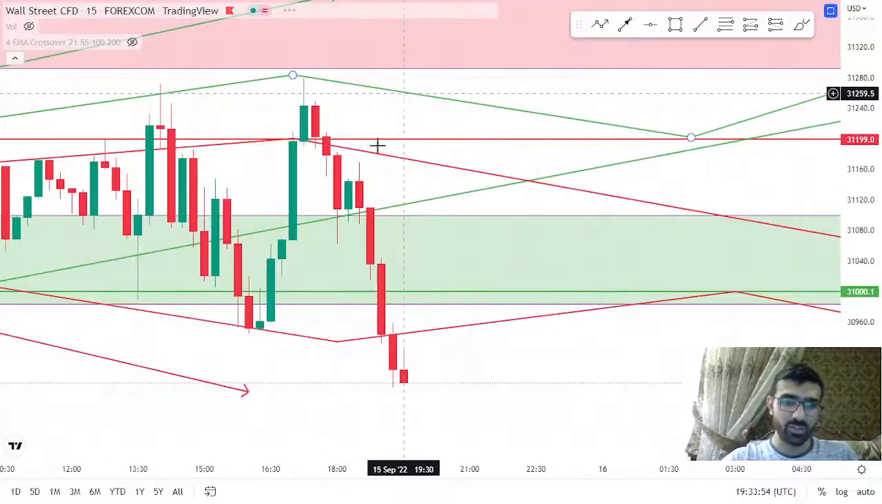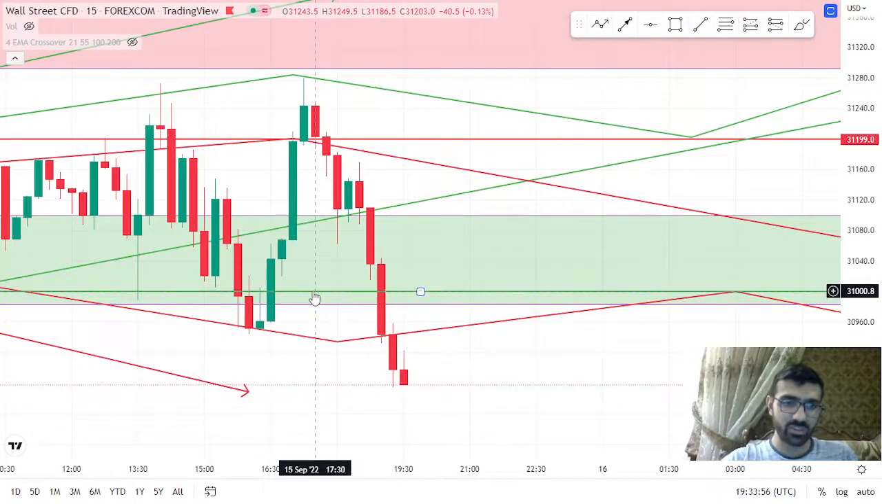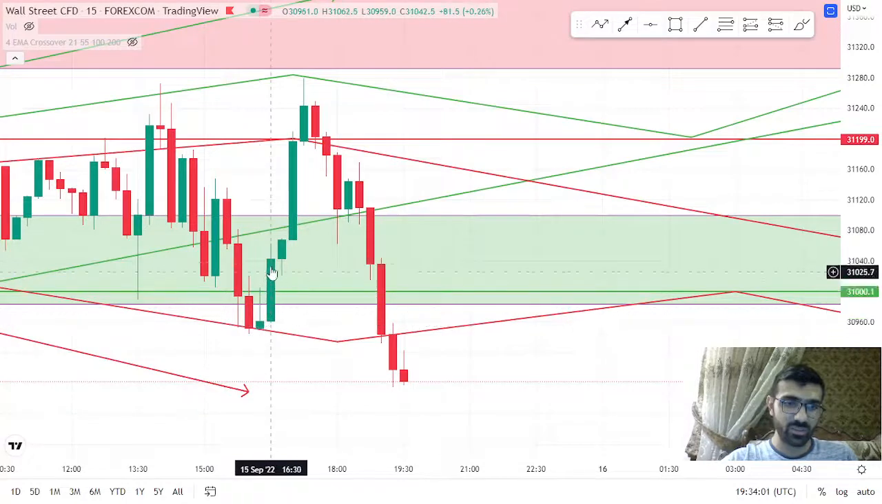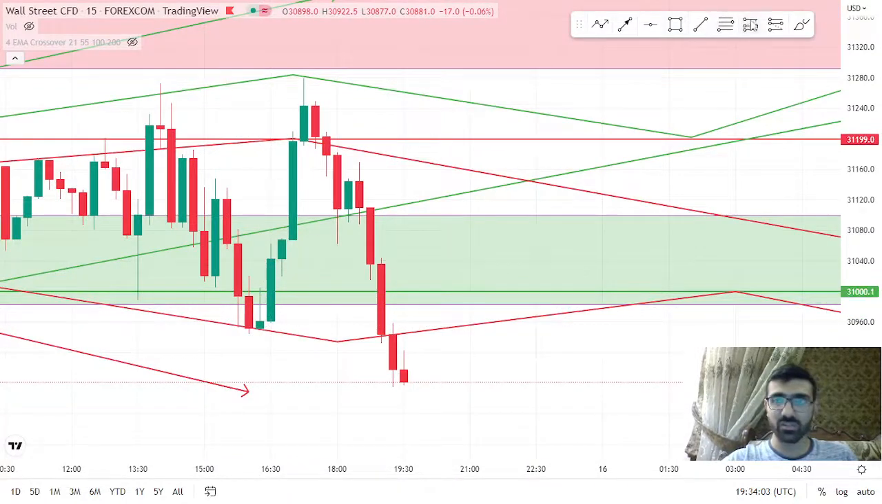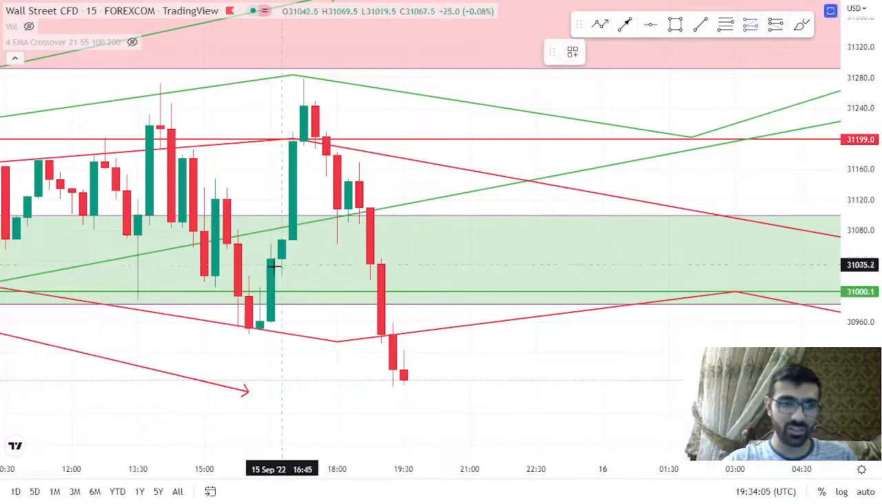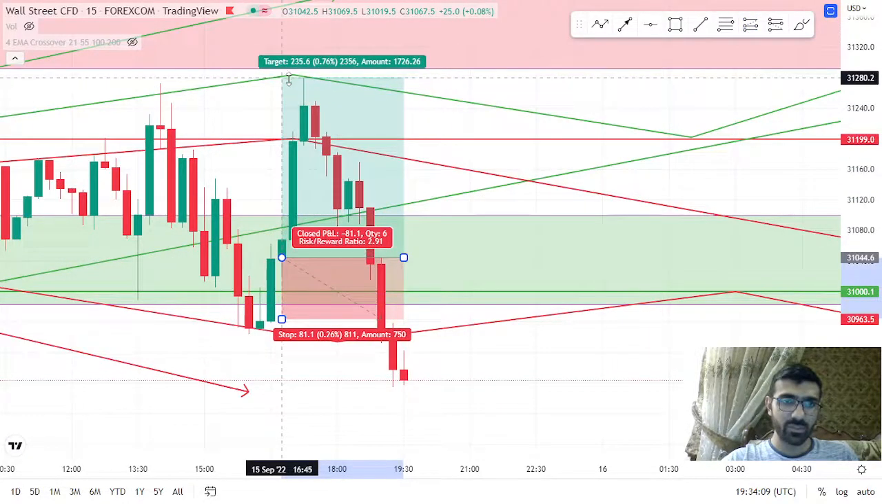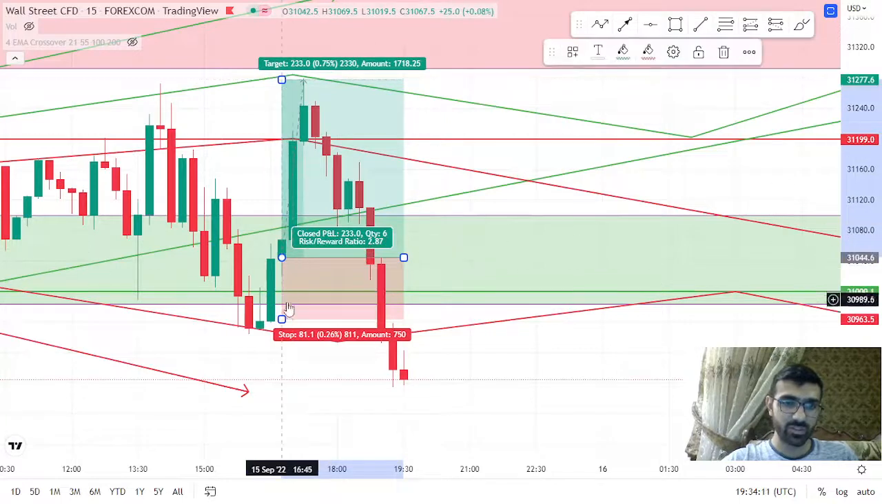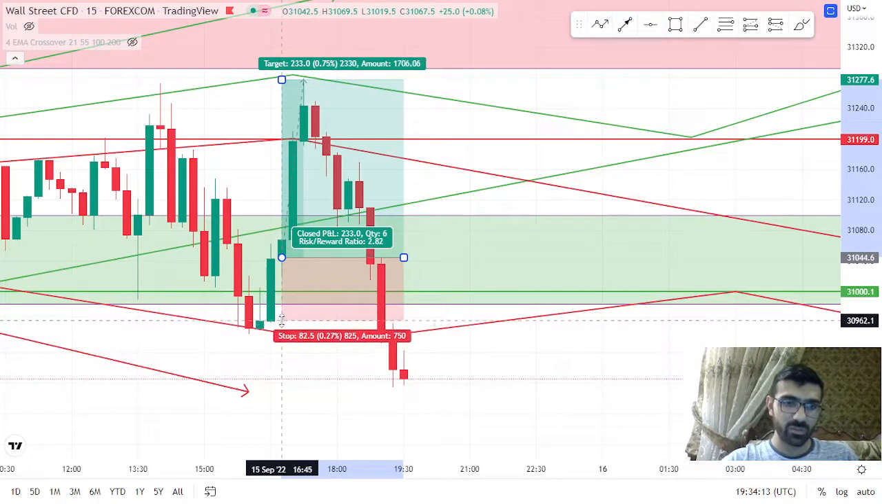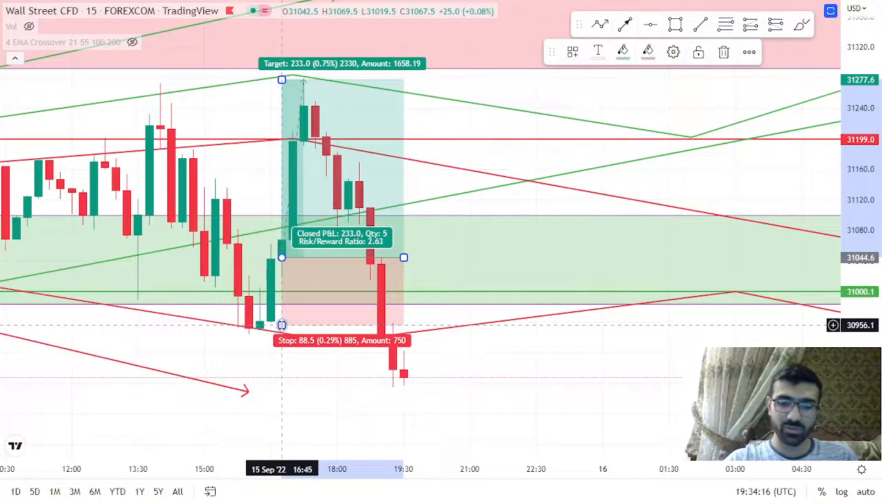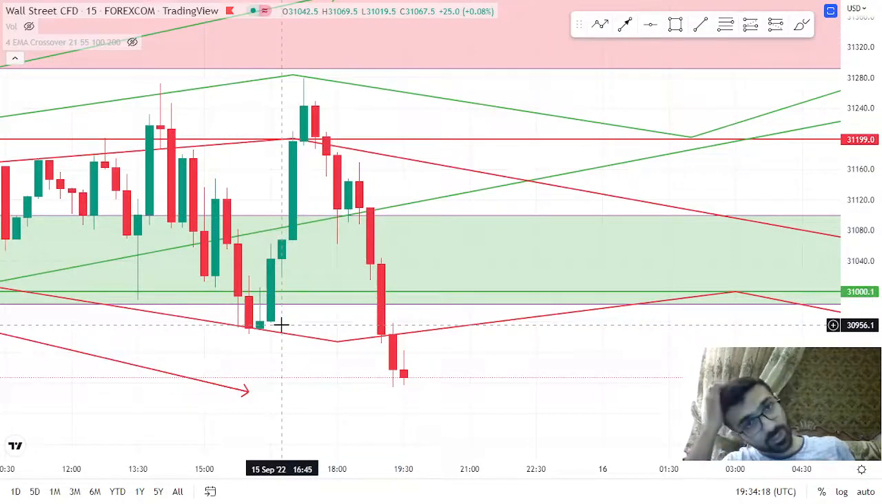So if I open the chart in 15 minutes, you guys can clearly see that market went down to this support area, and then market closed above this area. So let me take this long trade. Okay, so my take profit would be till here, and my stop loss would be over here. So this would be a 2.6% profit.